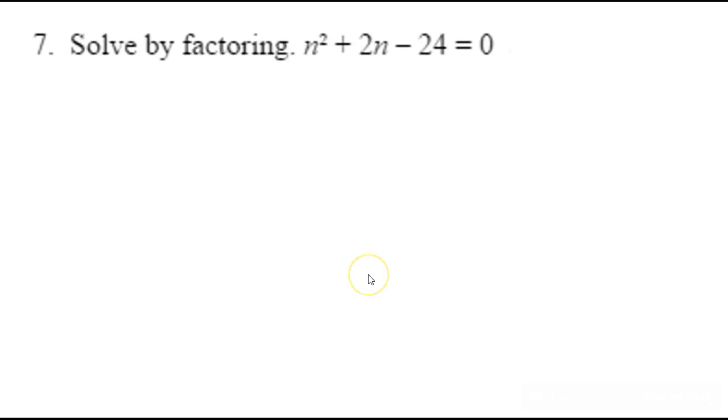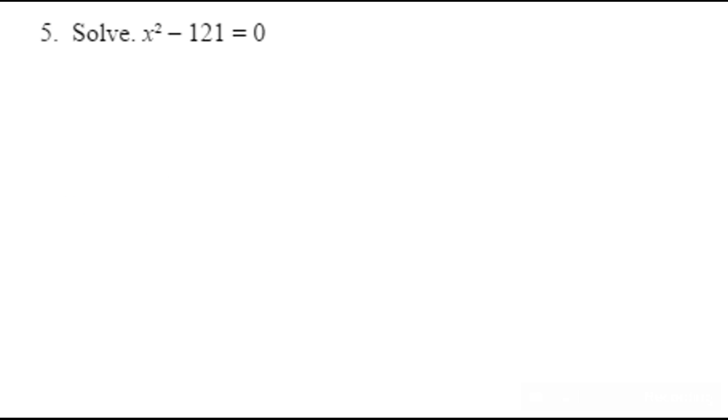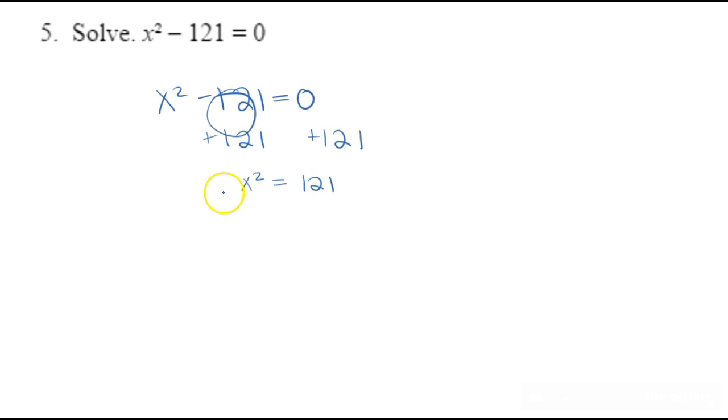All right, our next question here, I've jumped a little bit ahead. For number 5 we have to solve for x. We have x squared minus 121 is equal to 0. So with no middle term, with b is equal to 0, let's see if we can just use square roots. So inverse operations to both sides. That leaves x squared is equal to 121. We could square root both sides. We get x is equal to plus or minus 11.